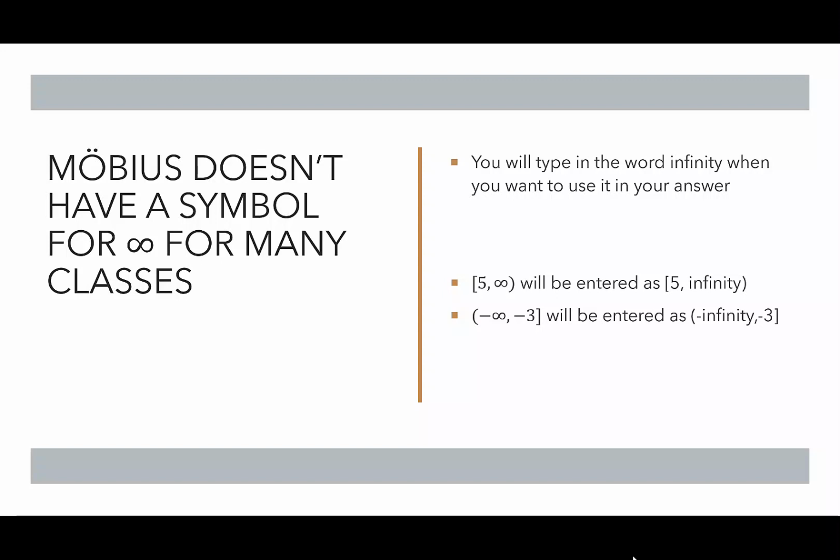That means that an interval, like close bracket 5 to infinity, will be entered as a close bracket, the number 5, comma, and then the word infinity spelled out with an open parenthesis at the end. Anything touching infinity is going to be open because infinity doesn't stop.